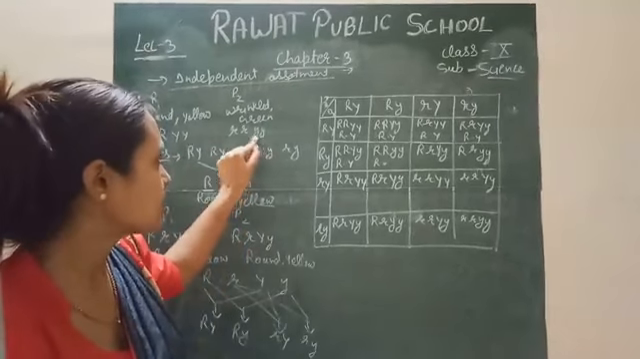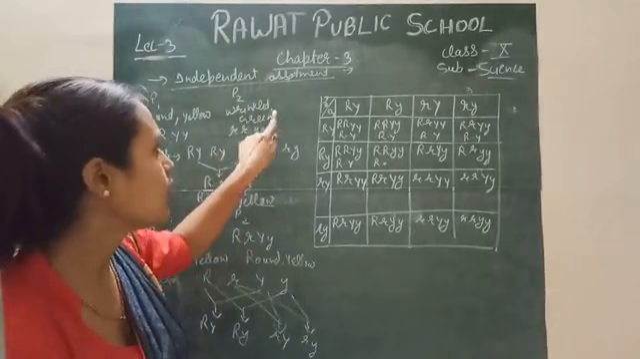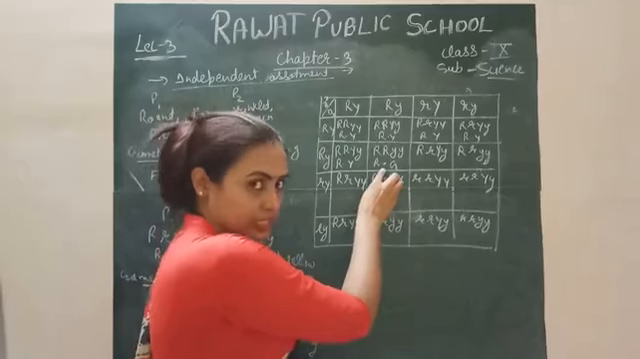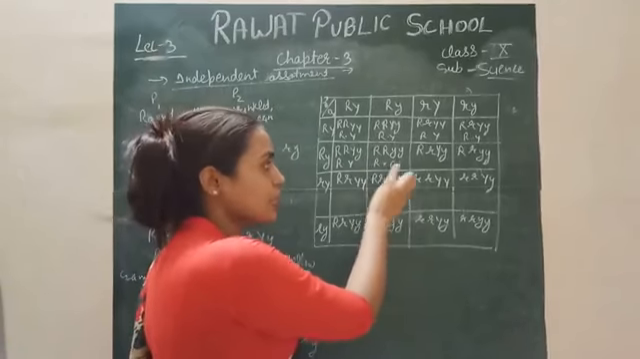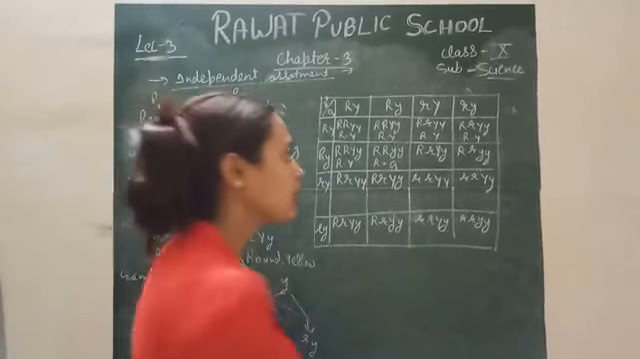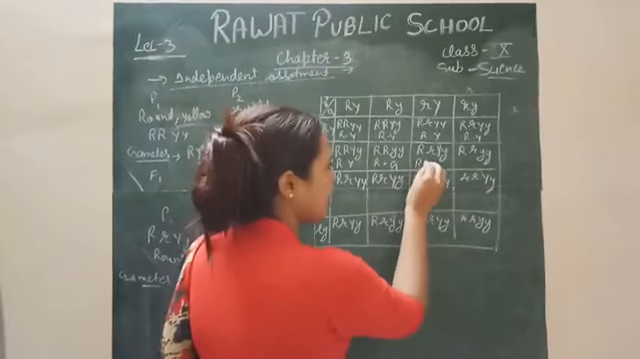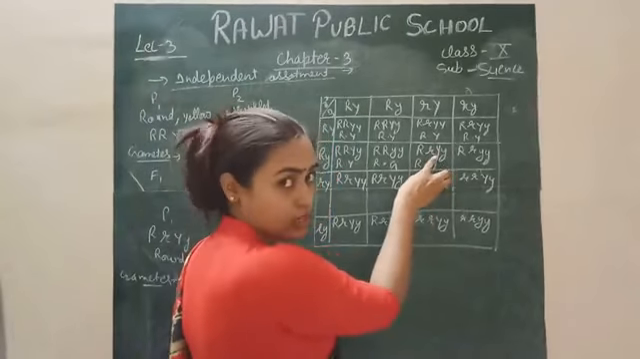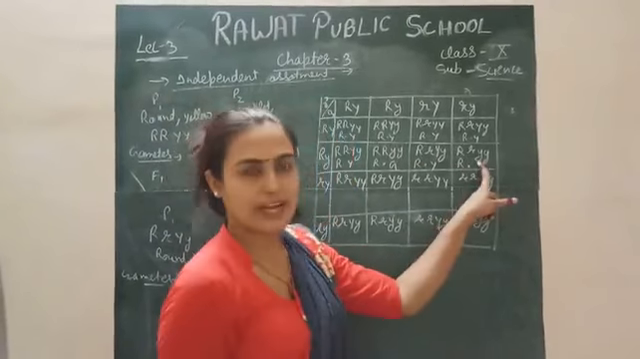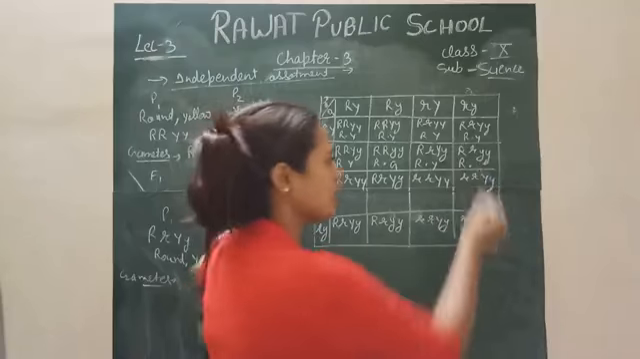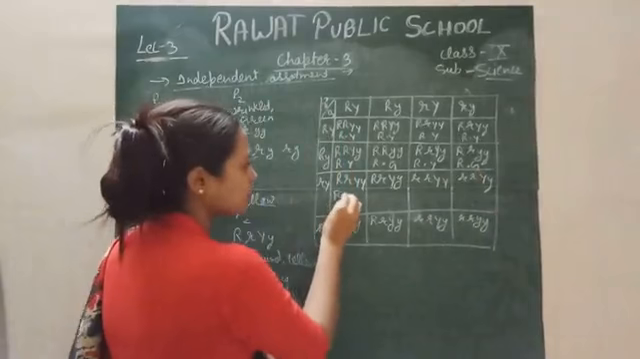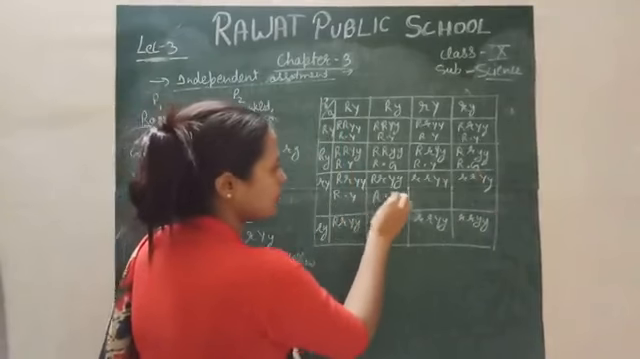Then small y is responsible for the green color. It means this seed is round in shape but green in color. Shape will be round and color will be green in that condition. Round, then again yellow because a single capital Y is present. Round, and because small y is present in pair, it will be green in color. Round, yellow, round, yellow.